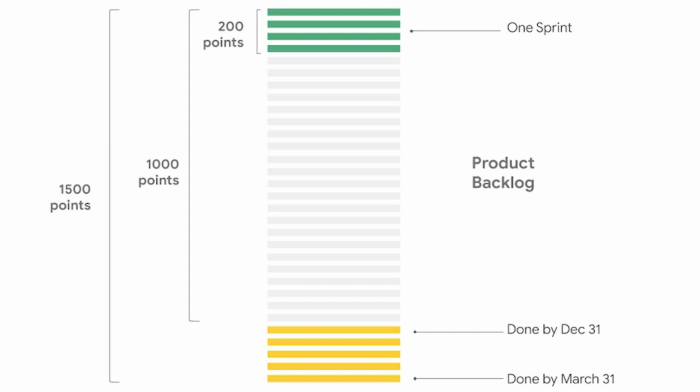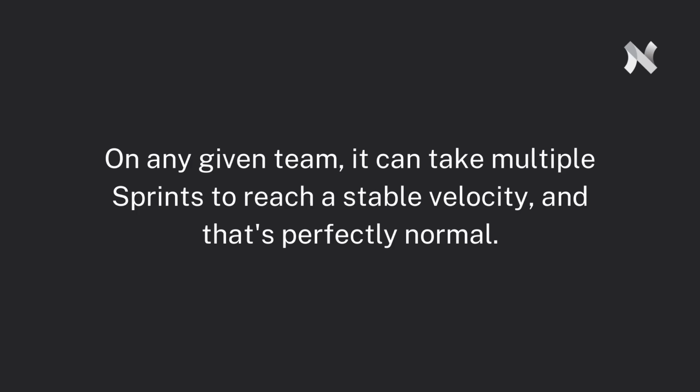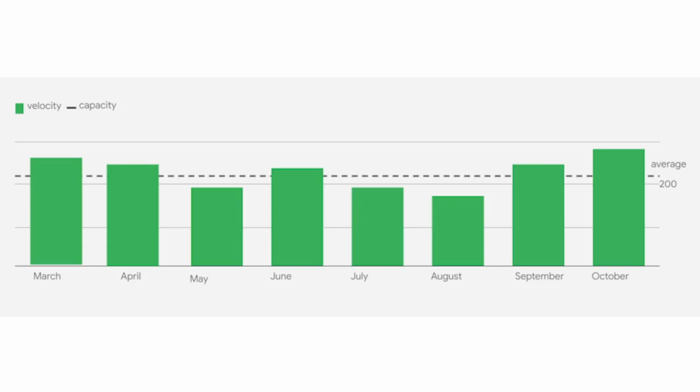Pretty powerful. If you want to pull in the dates, you can use this information to decide to add people to the team and increase velocity, rearrange the priorities, or make other key product decisions. On any given team, it can take multiple sprints to reach a stable velocity, and that's perfectly normal. As the team gets used to estimating and working together, the velocity should begin to stabilize.